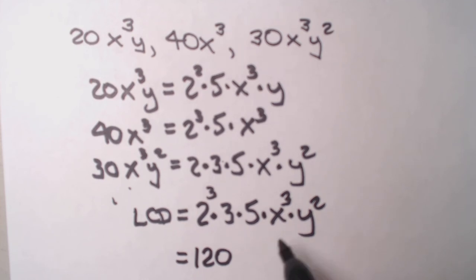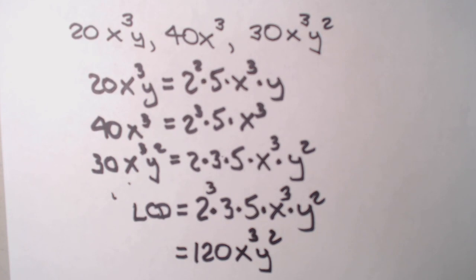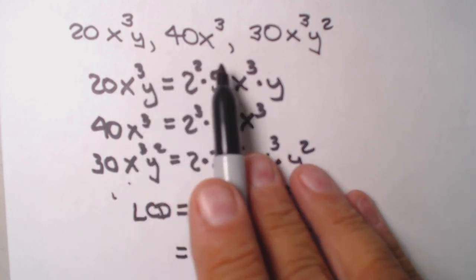That's legit. Now, of course, what else do we have? X cubed and y squared. Okay, so there we are. That's our LCD for these last three guys.